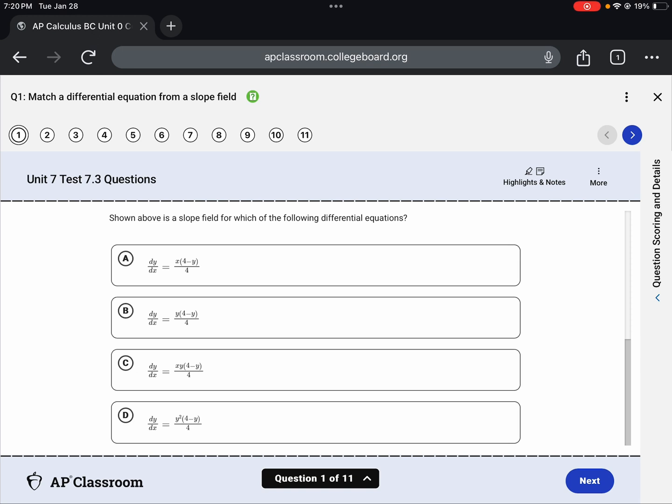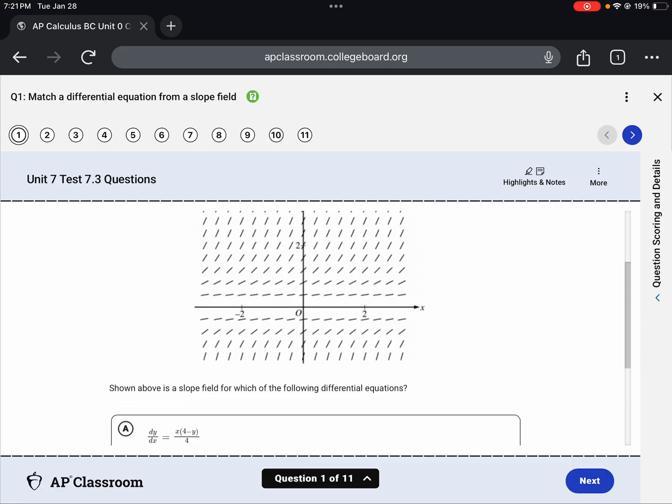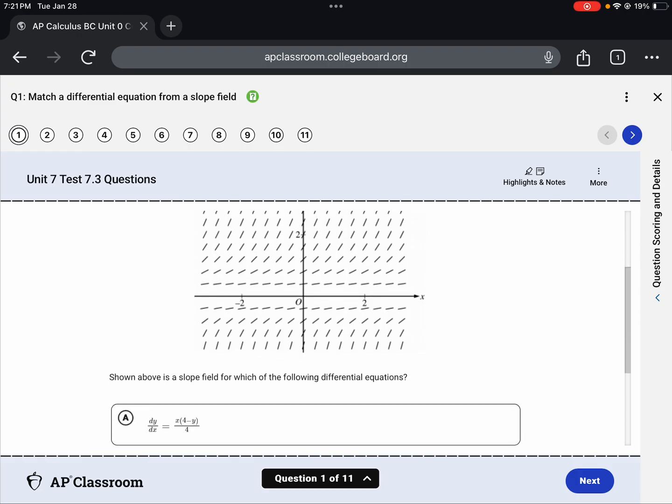Now, a big difference between B and D is that D has y squared while B has y, which means that negative numbers are going to affect this. Because if you plug in a negative number for y squared, that's always positive. But if you plug in a negative number for y, that is going to be negative. And so let's try plugging in a negative number for y.